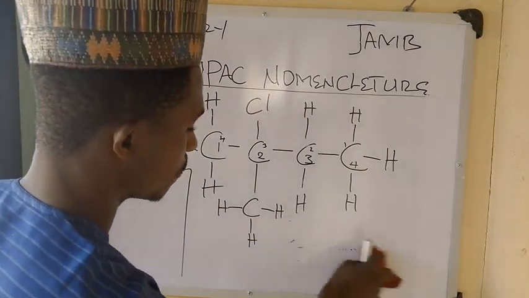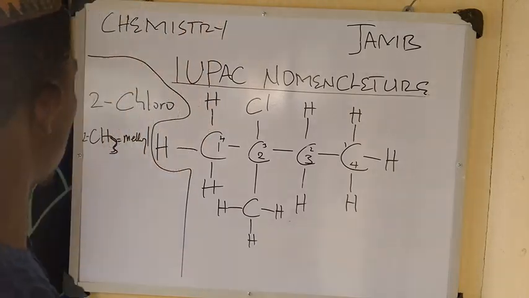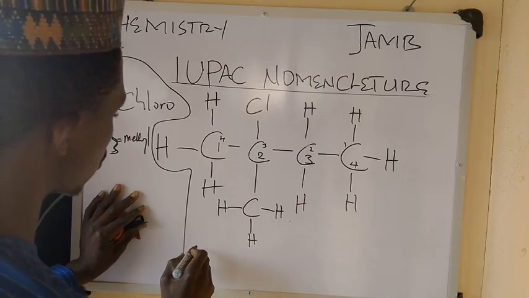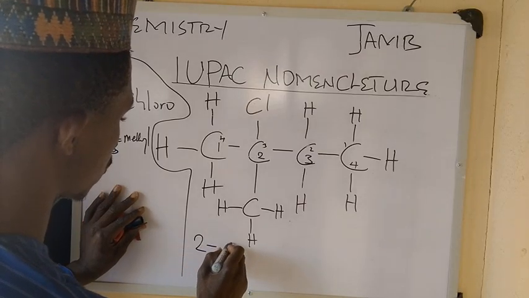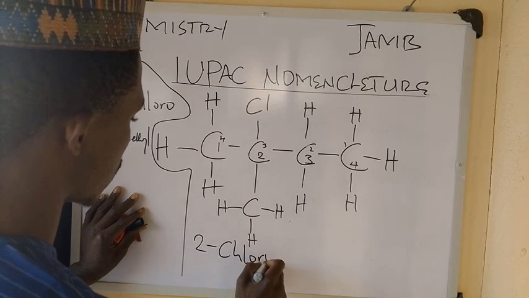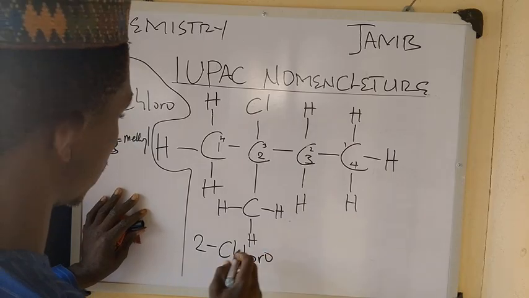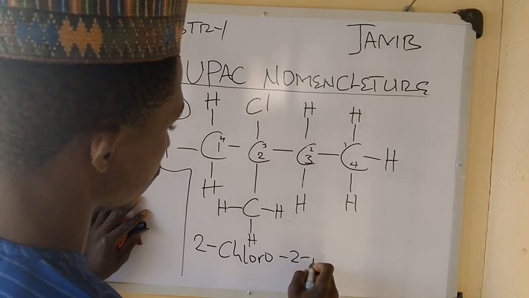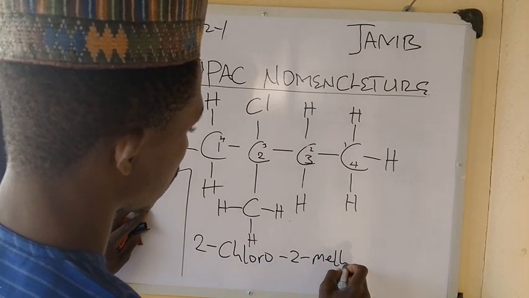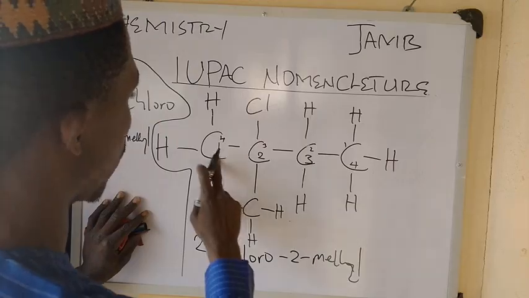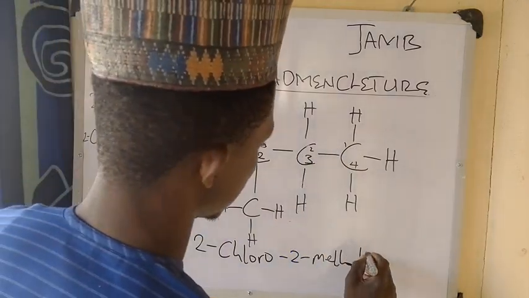So the right way to name this compound is to call it 2 chloro, 2 methyl, 1, 2, 3, 4, butane.